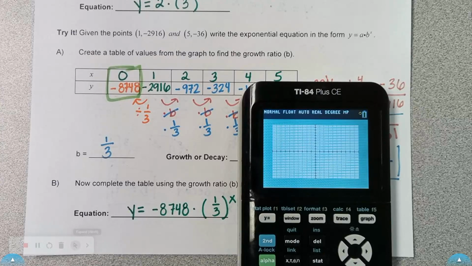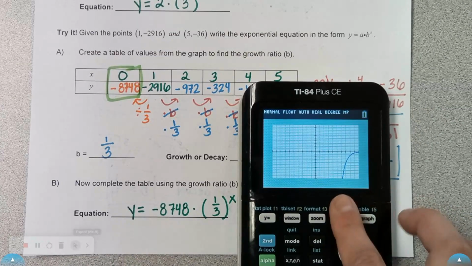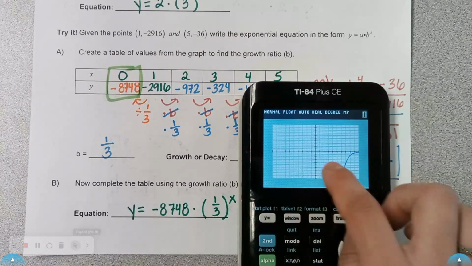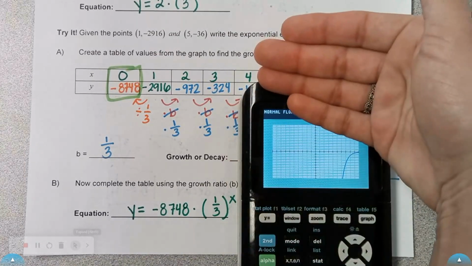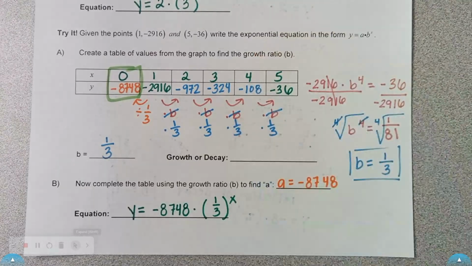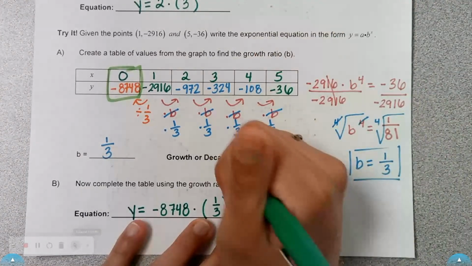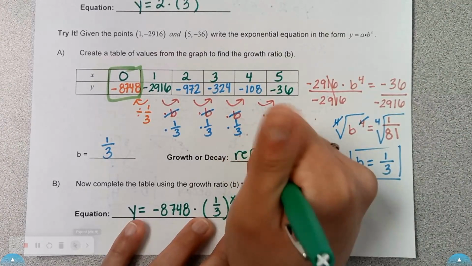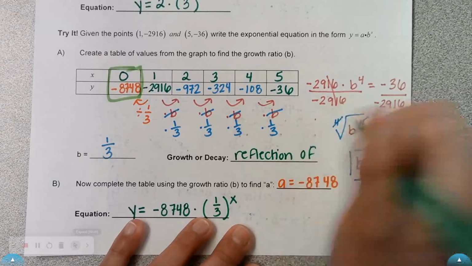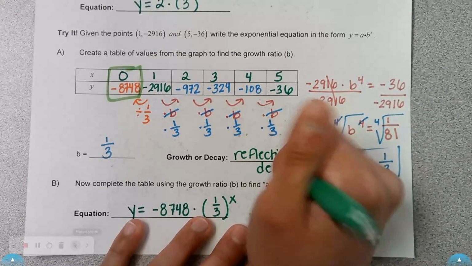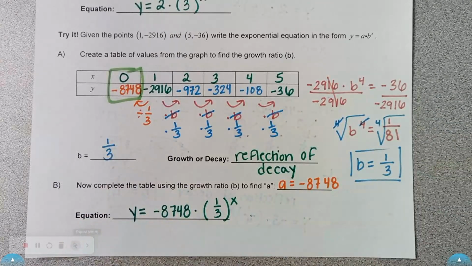It just takes a bit to load. And it's over here because this number is so big, but it's looking like it's curving this way. And so then when I reflect that upwards, it's decay. So this is a reflection of decay. I hope that helped. And now you can write equations based off points in a table.